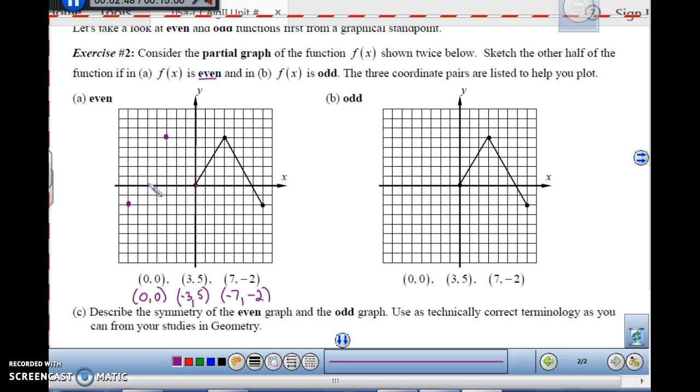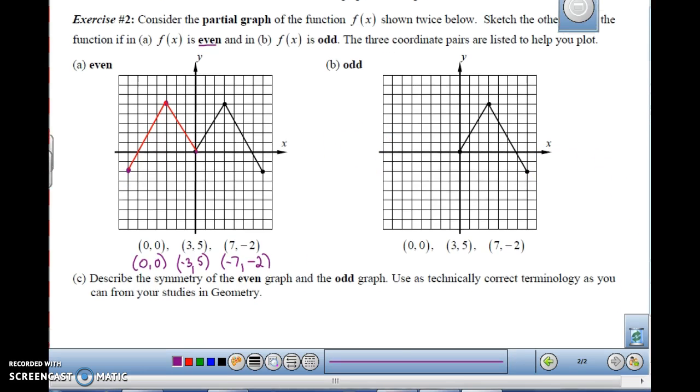And I'm going to draw in my values. So this is an even function. Opposite inputs give the same outputs. Okay, so we should notice a symmetry. We'll discuss that in just a minute.